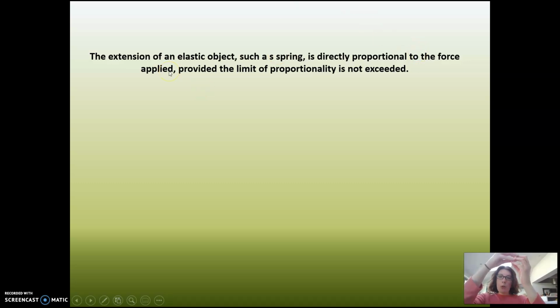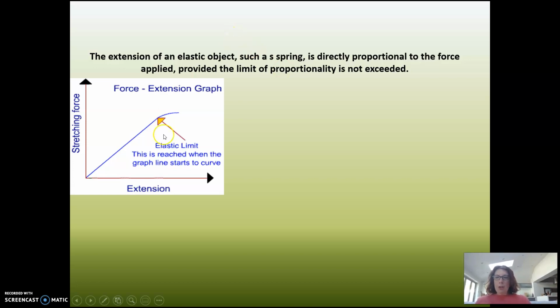So that means if you've got a spring and you put a little bit of mass on it, it'll move a little bit. If you double the mass on it, then the extension will double. If there's no mass on it, then there's no extension. And then it talks about here the limit of proportionality. The limit of proportionality is when, if you stretch a spring too much, it remains stretched and then can't be used, and we call that deformed.